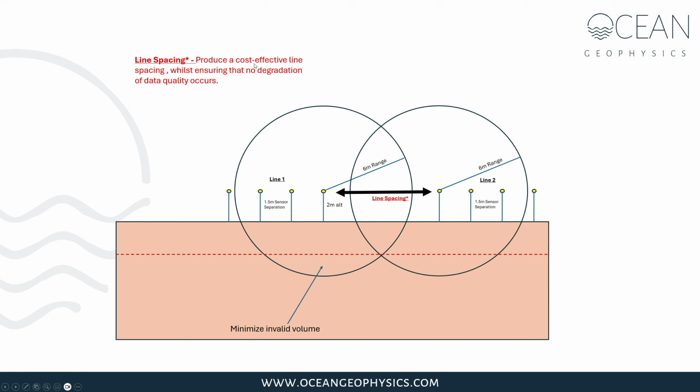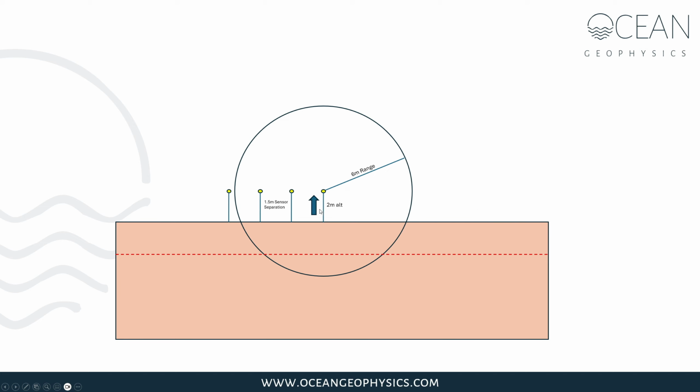Now, these annoyingly are antagonistic pairs. If our line spacing increases, our data quality will decrease. If we want to increase our data quality, we have to decrease our line spacing. There is no way around that. So how can we minimize this invalid volume? We can either increase our survey altitude and keep our range fixed, or we can decrease our range, or we can do both.